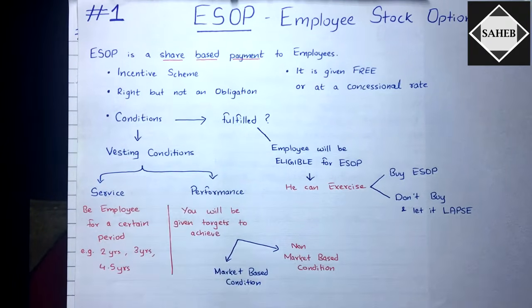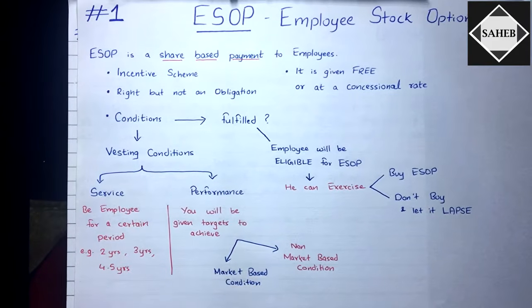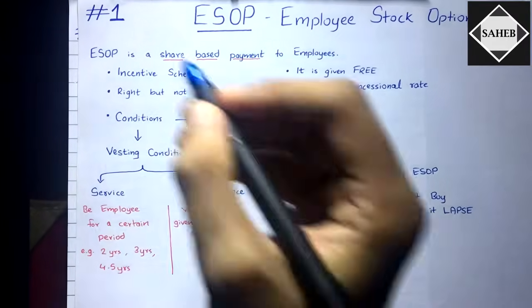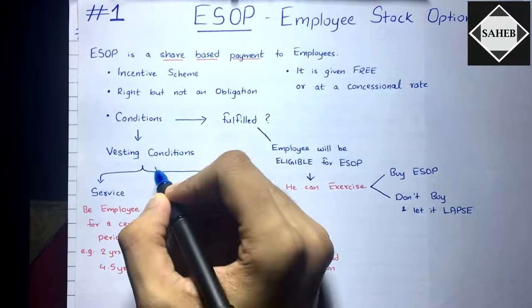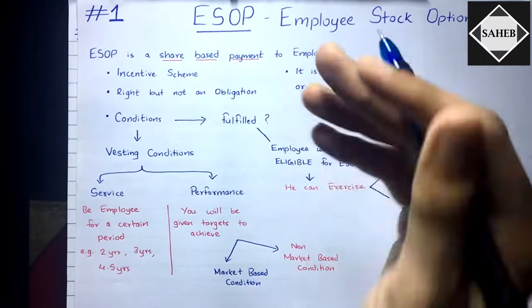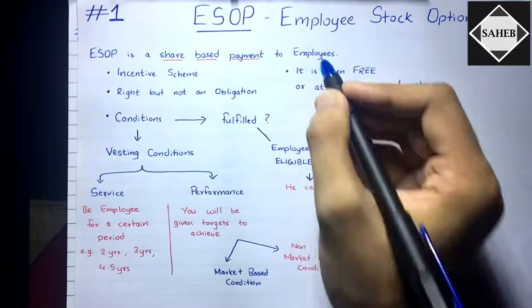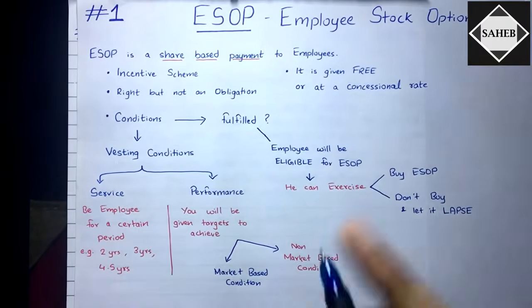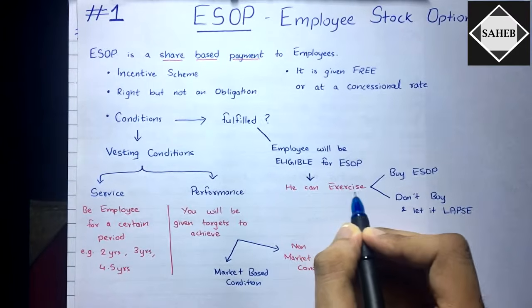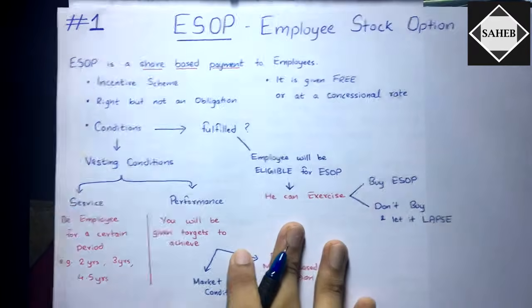Service condition means you have to be an employee for a certain period, 2 years, 3 years, 4.5 years, like that. Some condition will be there in the ESOP. Only after fulfilling those conditions will employees be able to exercise those options. The options become eligible, and by exercising the option they can buy the shares.